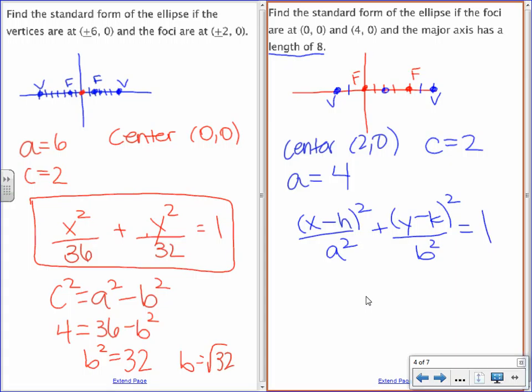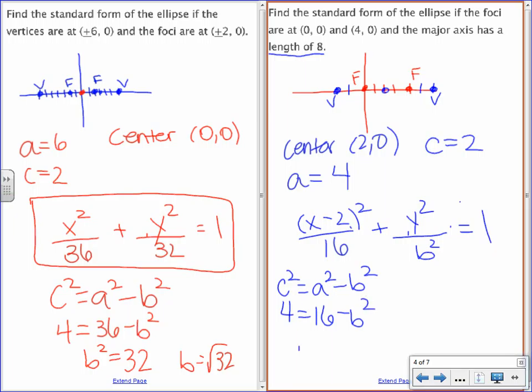All right, so what we can do is we know our center is at (2, 0). We know a squared is 16. Okay. Pod 4, how do we get b squared? c squared equals a squared minus b squared. Excellent. So 4 equals 16 minus b squared. So b squared is 12, right? Excellent. Good work. That was a great team effort.